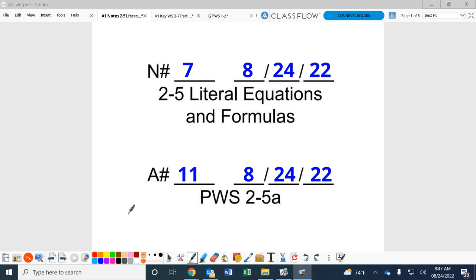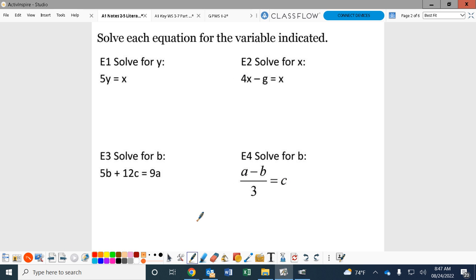So here are the first ones. It says solve each equation for the variable indicated. They have to tell you what variable to solve for. If they don't, you can't do the problem. For each one of these, they tell you what variable that you're going to have to find in the problem. Here they are. Okay? Without that, you can't do anything. That's really important that you understand that. Literal equations, you're going to solve them. You have to know which one you're solving for.